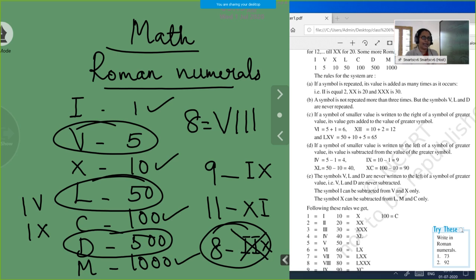The meaning is 10, 10, 10. The total is 30. Okay, that is the meaning. Only underline that one, because they can ask us true or false.